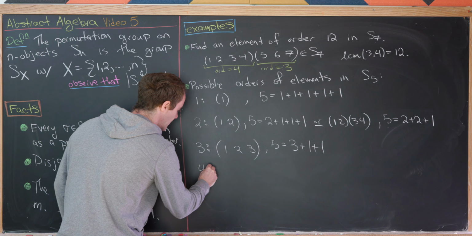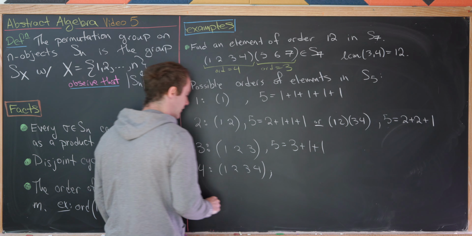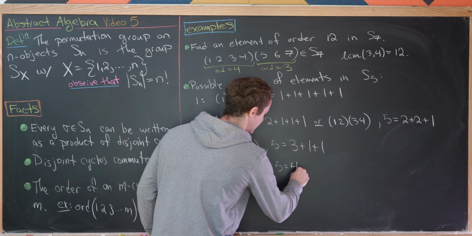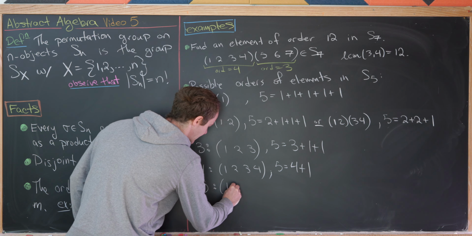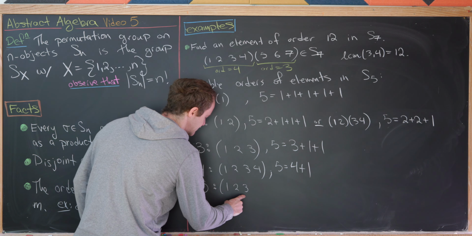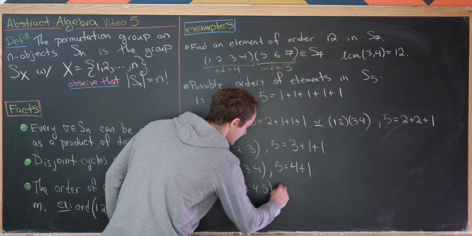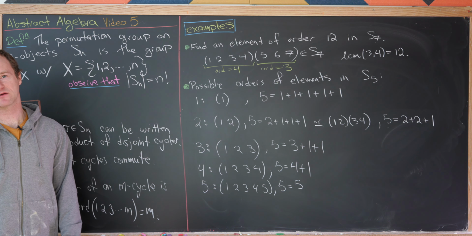Next, we can have an element of order 4, which is a 4-cycle. An example of that would be (1 2 3 4). And that's exhibited by the partition 4 plus 1. And then for order 5, we could have a 5-cycle, (1 2 3 4 5). And that's exhibited by the partition which is just 5 equals 5.